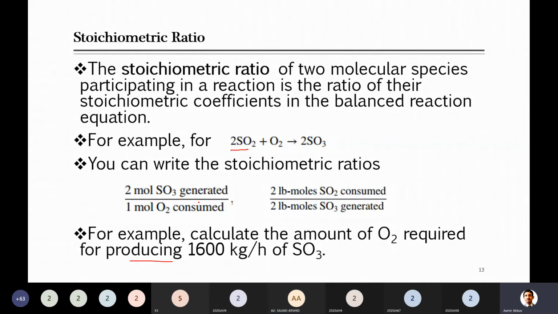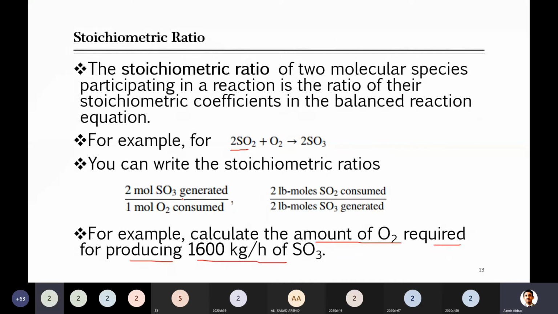It's something similar to the conversion factor we studied earlier when we were converting from one unit to another, and we used to multiply by some conversion factor. So it will act as a conversion factor here in these systems. For example, if you have to solve this problem where 1600 kg per hour of SO3 is produced, and you have to find the amount of oxygen required for this system, can you guys solve it, please?